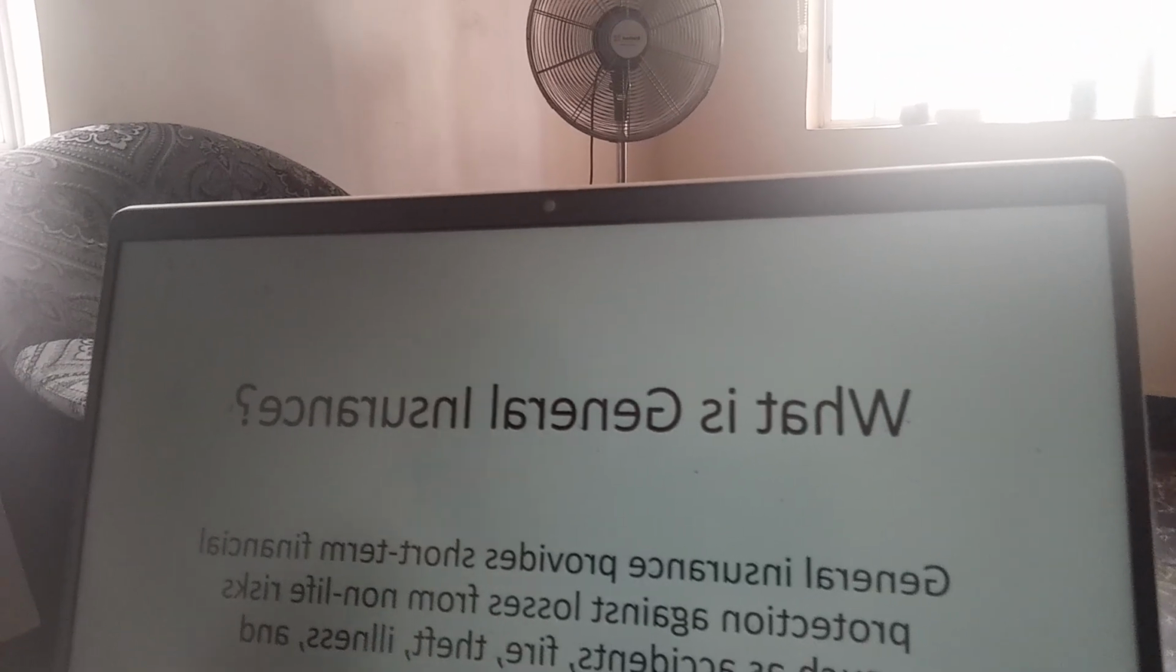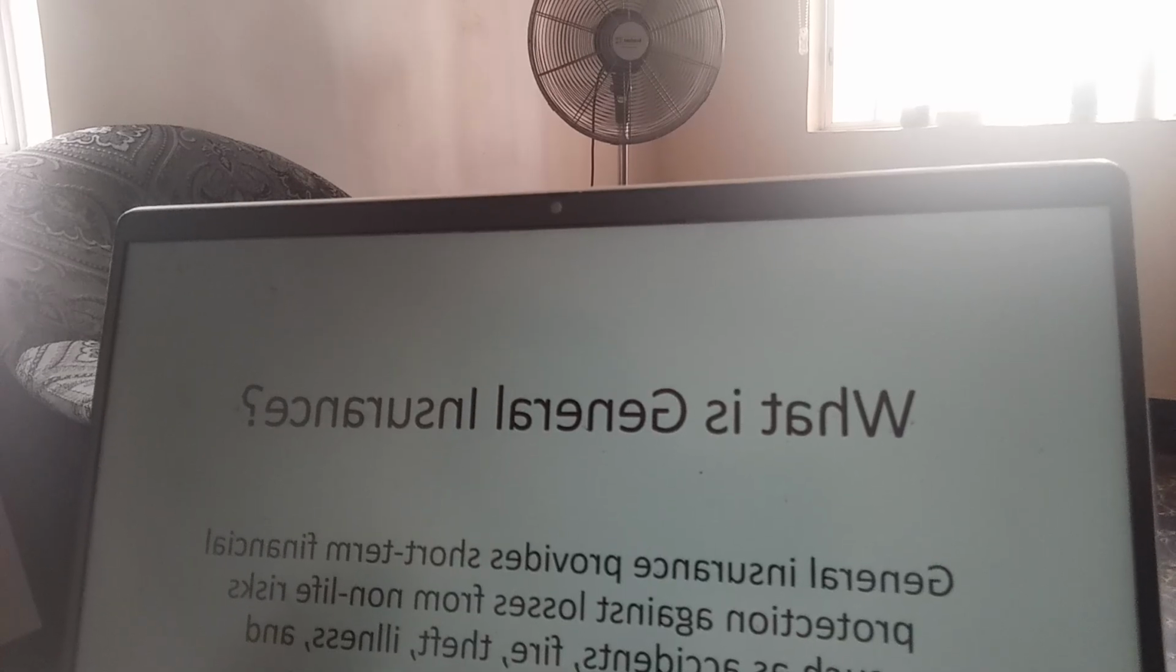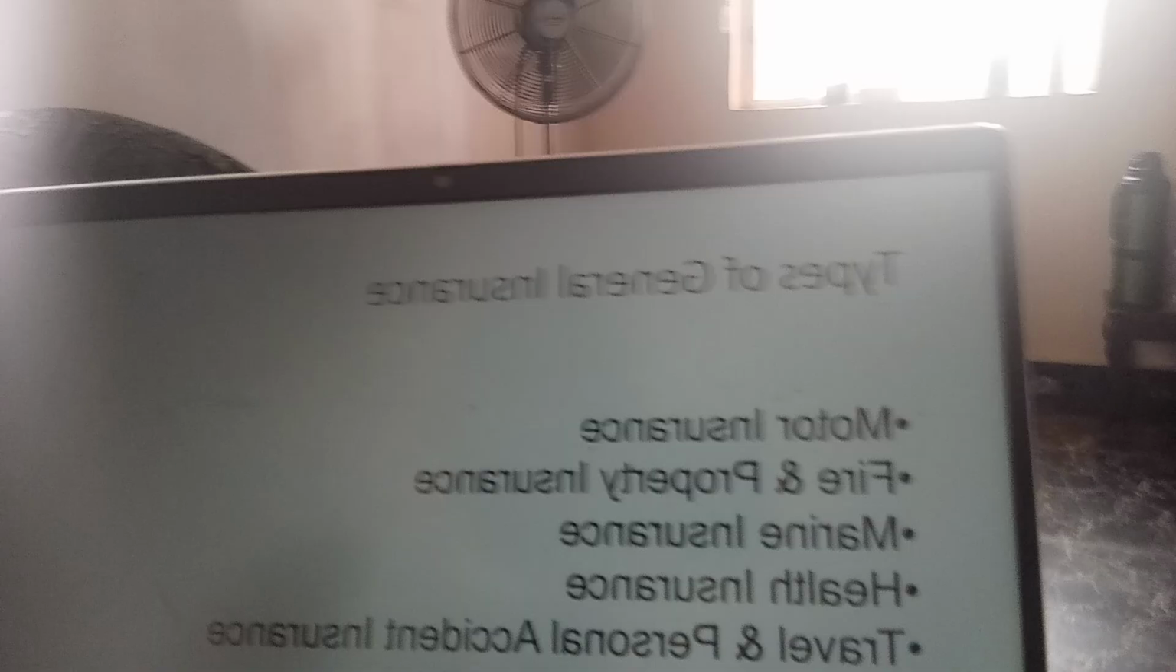General insurance provides short-term financial protection against loss from non-life risks such as accident, fire, theft, illness, and liability. I'll go again. If you can see my screen. Okay, let me show you my screen. Hope you all can see my screen. So it's saying general insurance provides short-term financial protection against losses from non-life risks such as accidents, fire, theft, illness, and liability. Now we talk about types of general insurance.